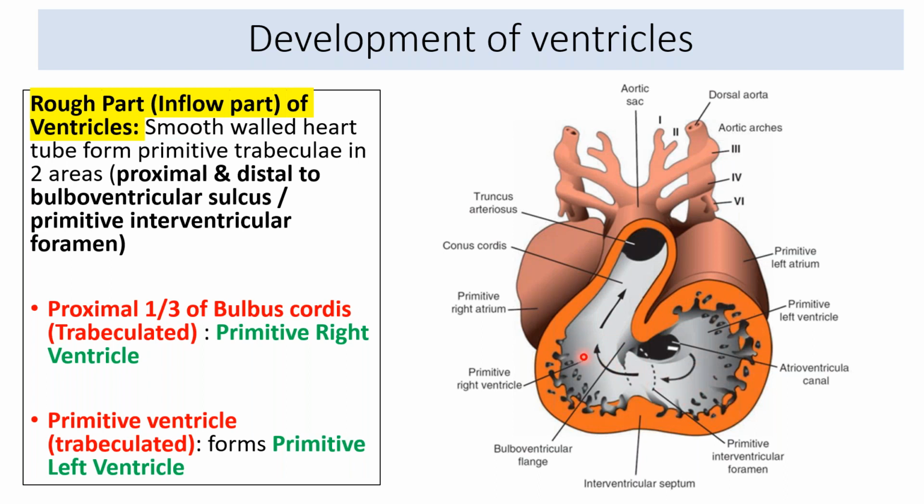areas. So the proximal one third of the bulbus cordis, when it becomes trabeculated, is going to form the primitive right ventricle, the rough part of the primitive right ventricle or the inflow part, and the primitive ventricular cavity, when trabeculated, is going to form the primitive left ventricle.